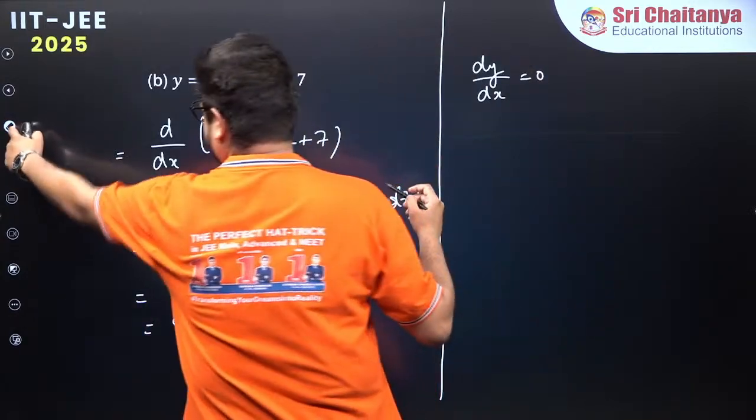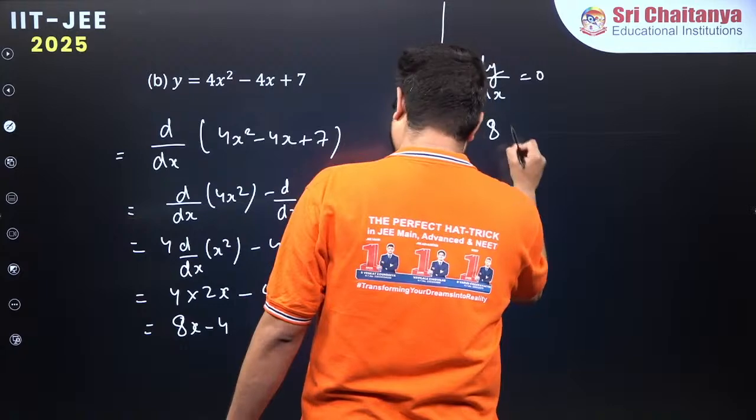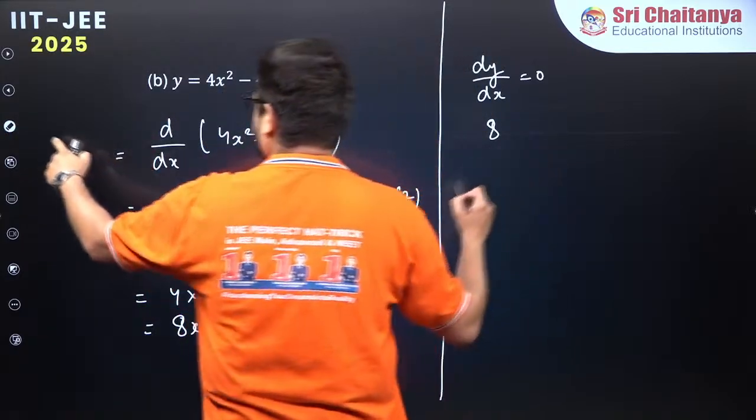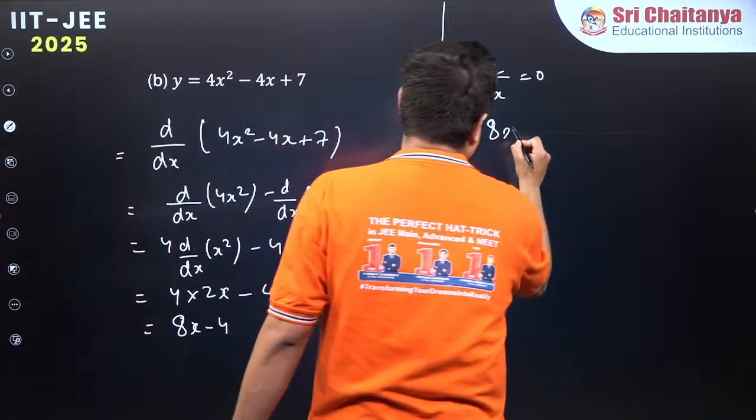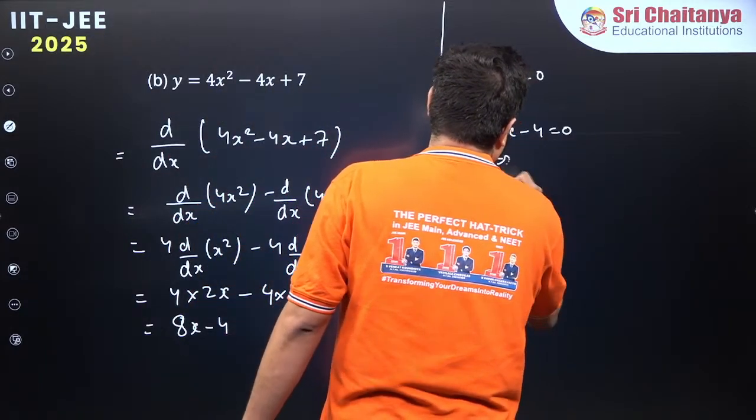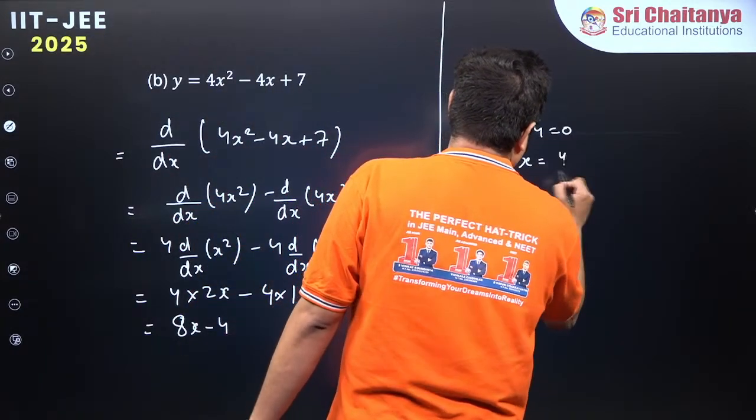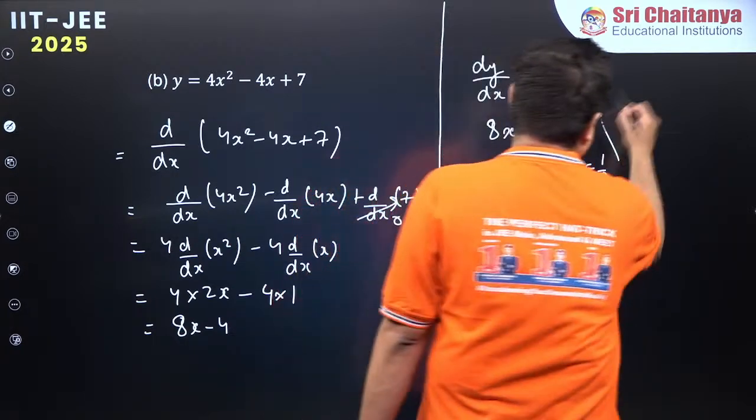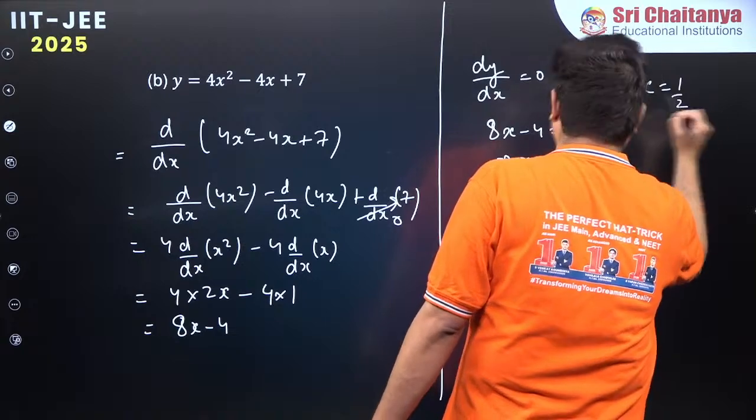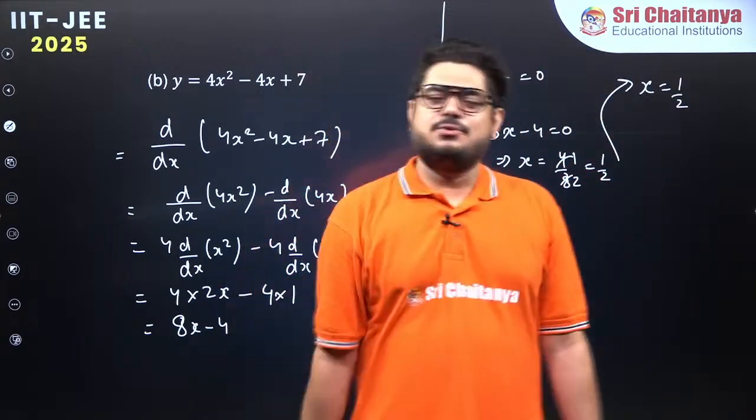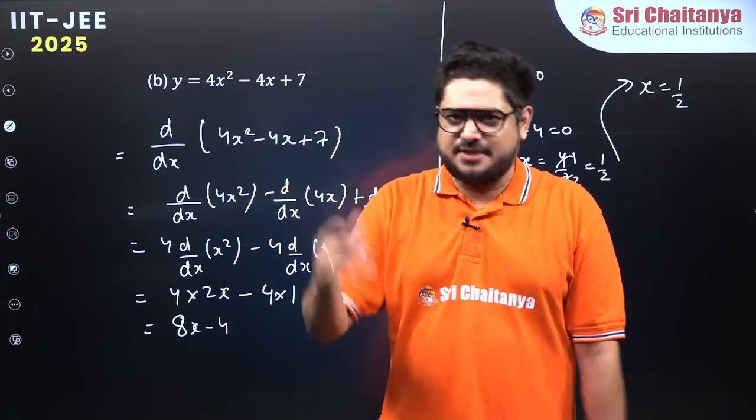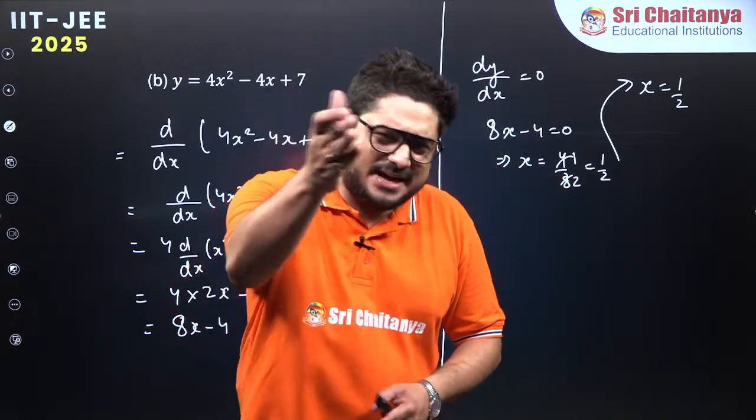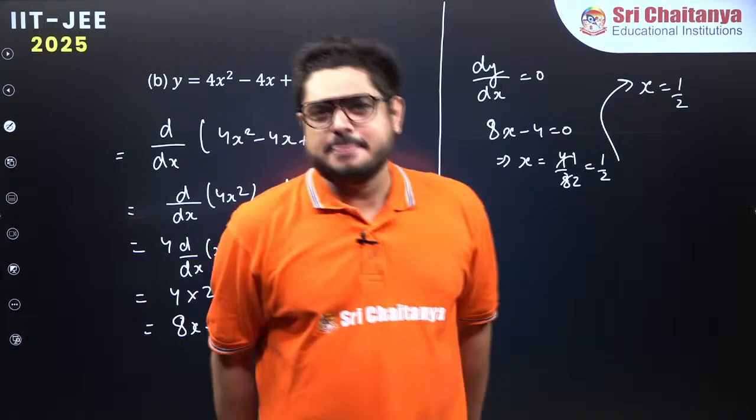We have already differentiated it. So we can write down 8x minus 4 is equal to 0, isn't it? What will I be getting? x is going to be 4 by 8, which is 1 by 2. So we are obtaining x equals half. So this value needs to be put in the original function. But before that, we need to check whether this function is associated with a maxima or a minima.